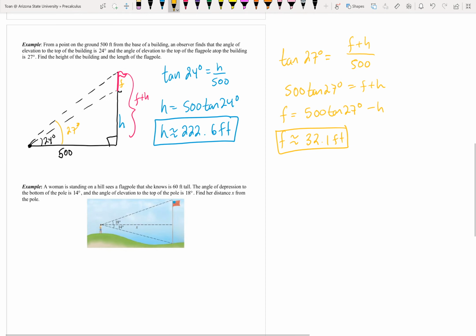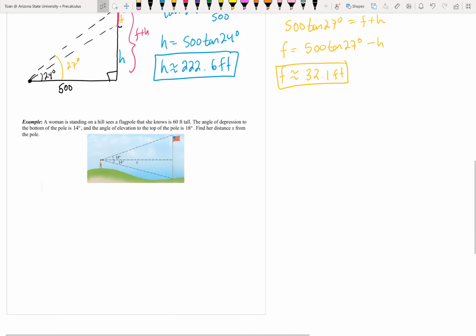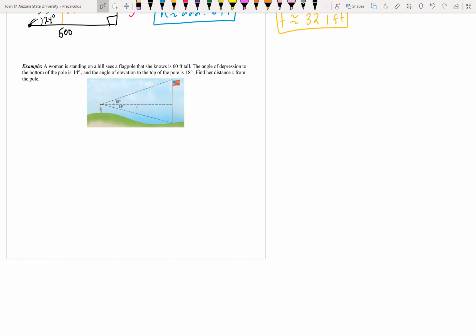Last example here. Like I said, there's no new teaching involved in this lesson, just a whole bunch of examples just to get some ideas in mind. Reading it, it says a woman is standing on a hill. A woman that is standing on a hill sees a flagpole that she knows is 60 foot tall. So I can go ahead and write that in. So I know for a fact that this entire length here is 60 feet tall.